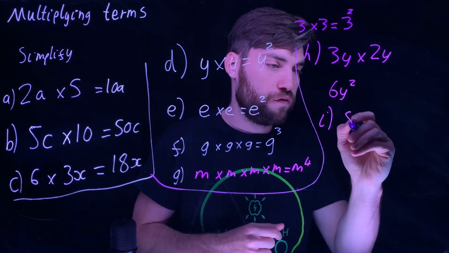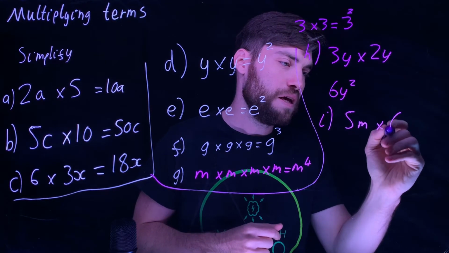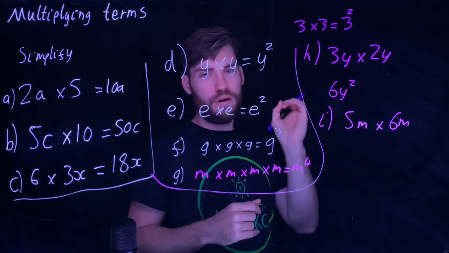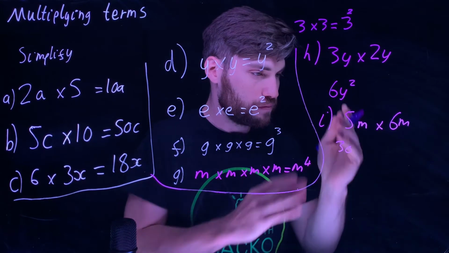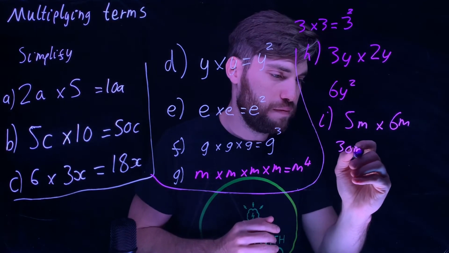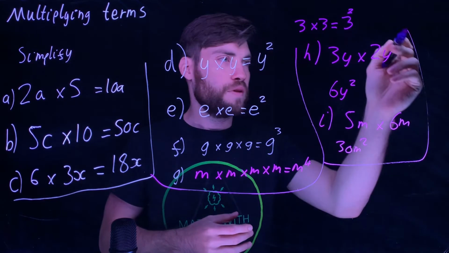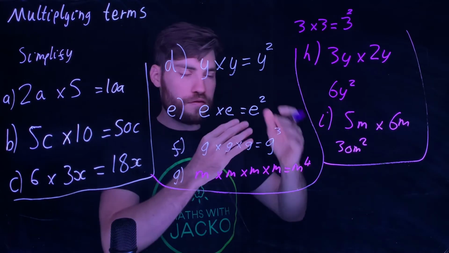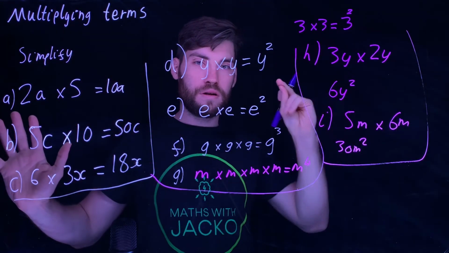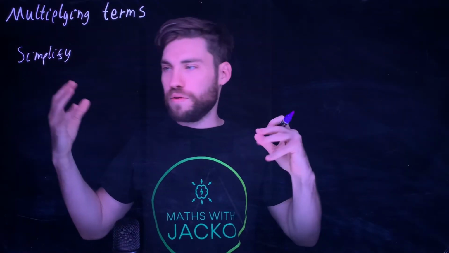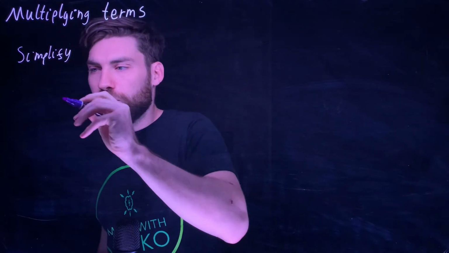Right, so let's go to 5m multiplied by 6m. So pause the video, have a go with that one. Okay, so 5 multiplied by 6 is 30. M times m is m squared. Right, so there's a load of examples. I've got a couple more different ones to go through, then we're done. I will wipe the board. Got a nice clean board. So let's take it a little bit further. Let's go to this next one.